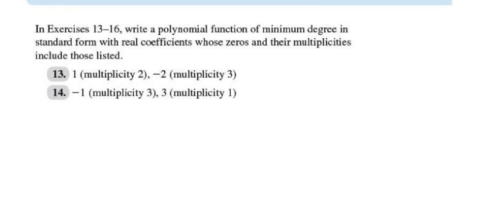Question 13. Write a polynomial function of minimum degree in standard form with real coefficients whose zeros and their multiplicities include those listed. Let's at least get it in factored form first. Let's go with question 13.